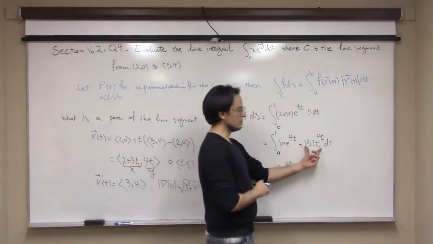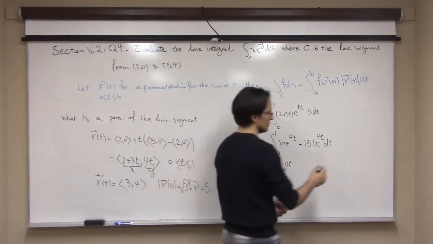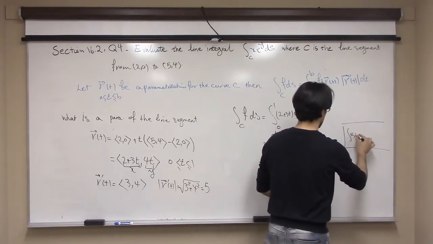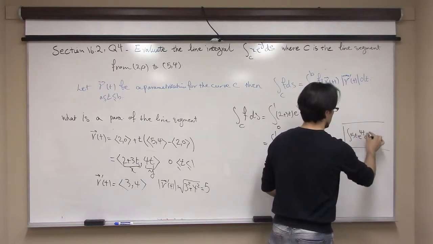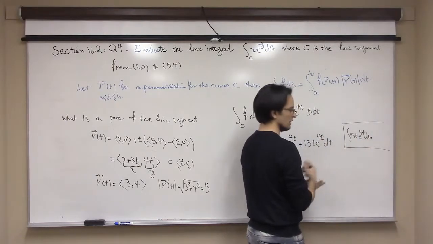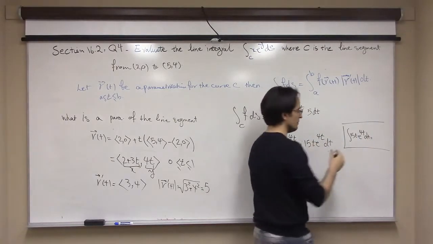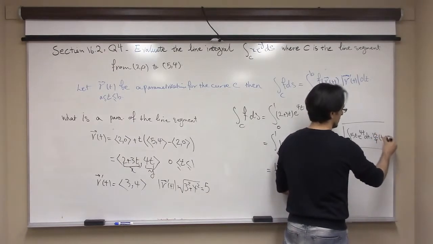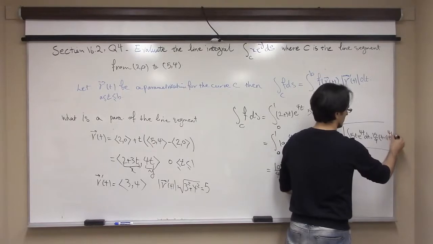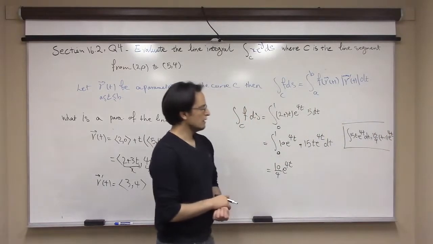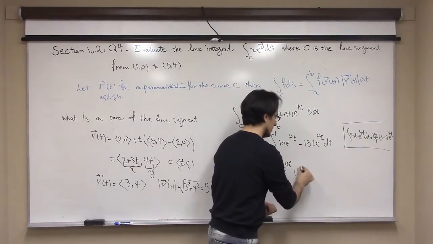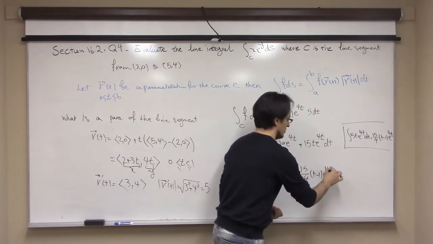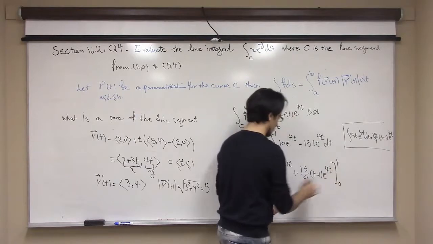To find the antiderivative of this, you have to do integration by parts. So let me just write it here: the integral of 15t e to the 4t dt. If you apply integration by parts, you're going to get 15 over 4 (t minus 1) e to the 4t. So I can put here 15 over 4 (t minus 1) e to the 4t, going from 0 to 1.